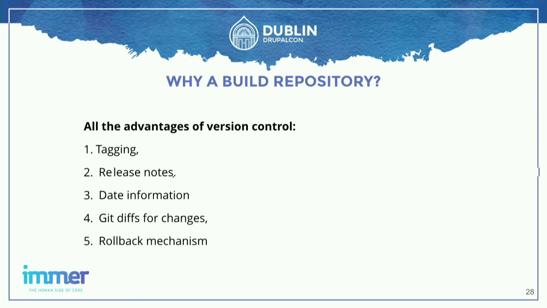You can easily do a git diff between two releases, for example, to see what has been changed between release X and Y. And last but not least, you have an easy rollback mechanism, because you can just go to the production server, check out an old tag, and the rest is taken care of.